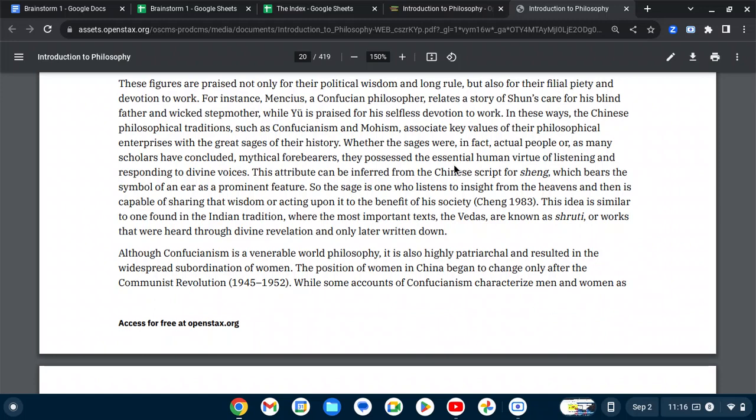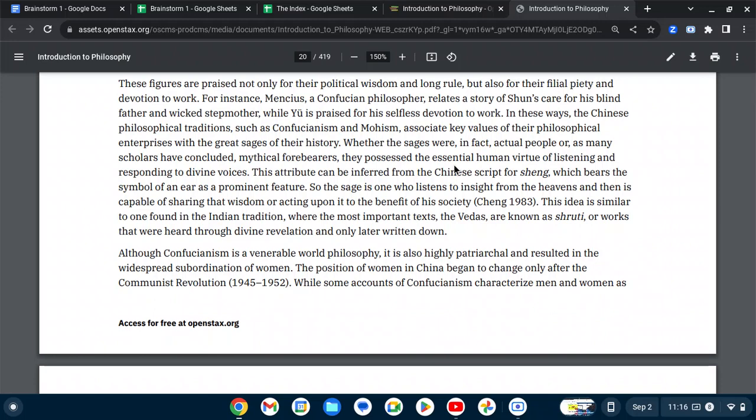Whether the sages were, in fact, actual people, or as many scholars have concluded, mythical forebears, they possess the essential human virtue of listening and responding to divine voices. This attribute can be inferred from the Chinese script for sage, which bears the symbol of an ear as a prominent feature. So the sage is one who listens to insight from the heavens and then is capable of sharing that wisdom or acting upon it to the benefit of his society.